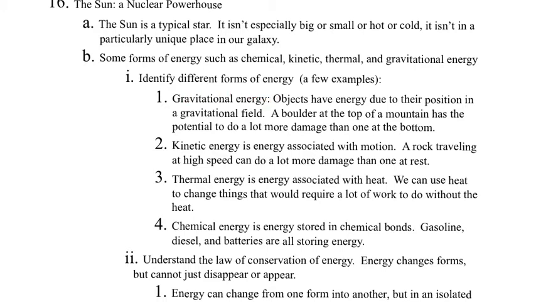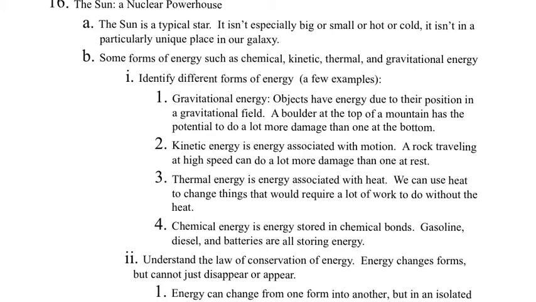So gravitational energy is energy objects have due to their position in a gravitational field. A boulder at the top of a mountain has the potential to do a lot more damage than one at the bottom of the mountain. Kinetic energy is the energy associated with motion. So as that rock rolls down the hill and speeds up or rolls down the mountain, it gains kinetic energy and loses gravitational energy because it gets lower and lower. As it gets lower, it has less gravitational energy, but it has more kinetic energy. So there we would say gravitational energy is being converted into kinetic energy.